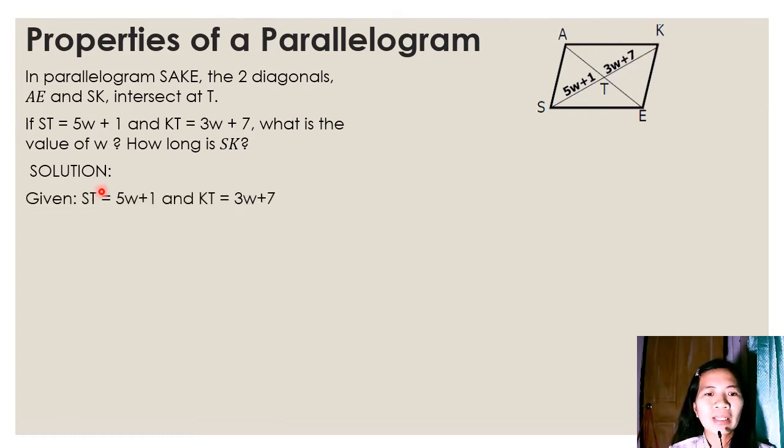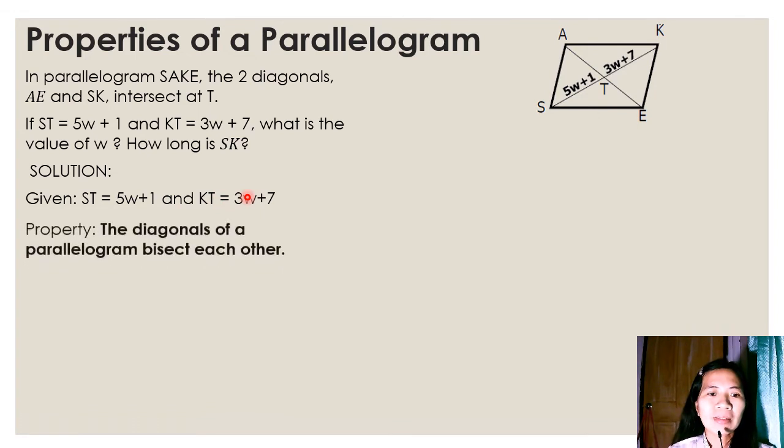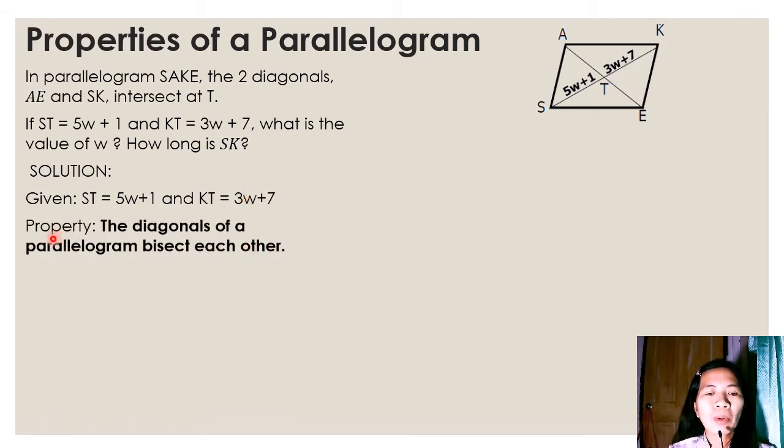First we will identify the given. Next, we will find what property can be used to solve this. So we have the diagonals of a parallelogram bisect each other. First we will find the value of W. Since the diagonals of a parallelogram bisect each other, ST is equal to KT. Meaning ST is congruent to KT, so they have equal measure.